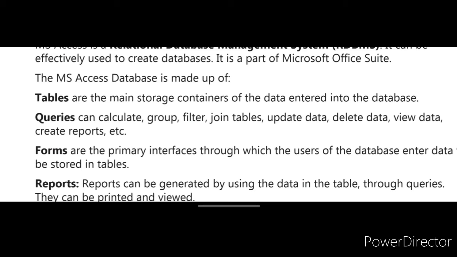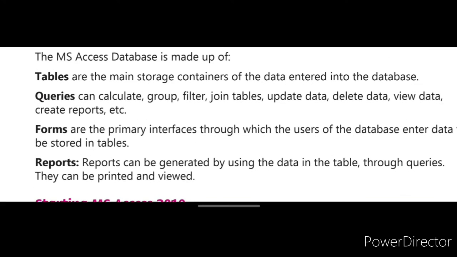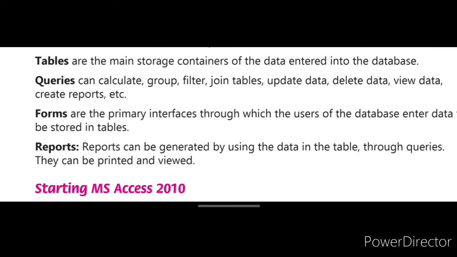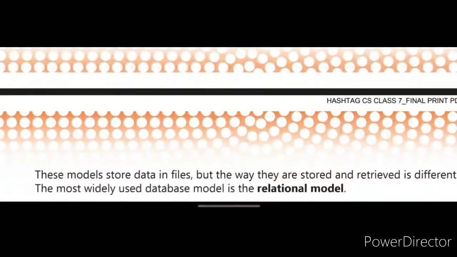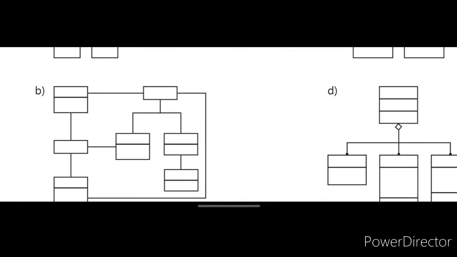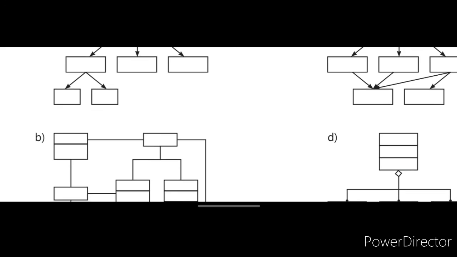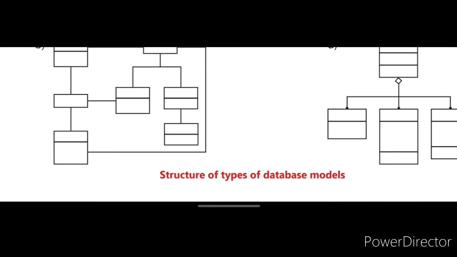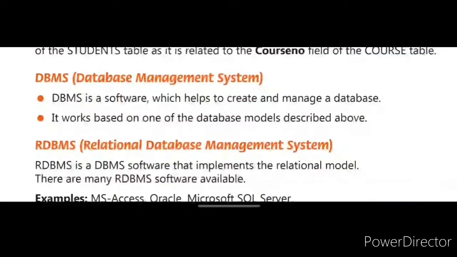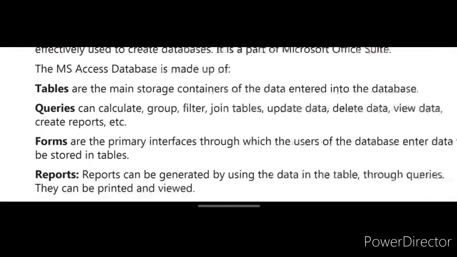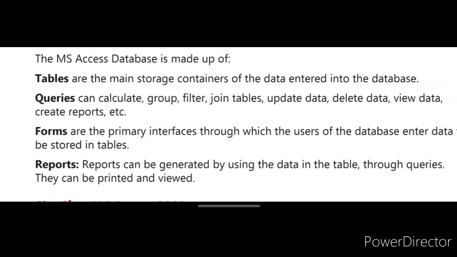So an MS Access database is made up of what parts? Tables. Tables are the main storage containers of the data entered into the database. See here in this, see B, it is the relational model, right? Here you'll be seeing there are so many tables present. So tables are the main storage containers of the data entered into the database.